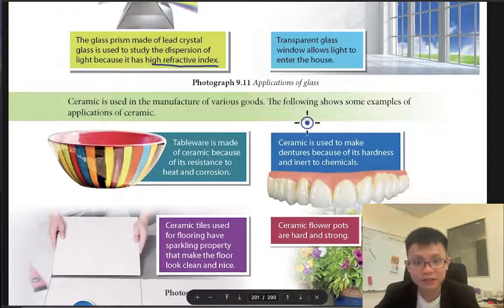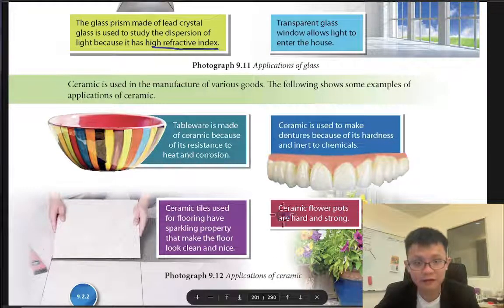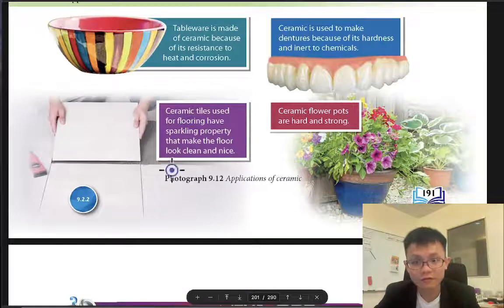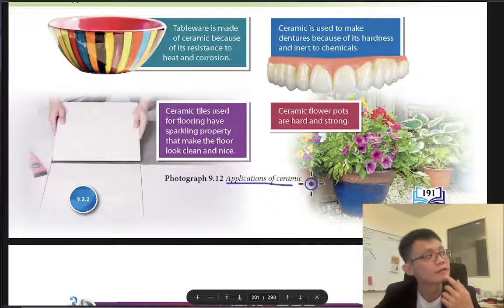Ceramic in the manufacturer show. So this is ceramic, also used to make dentures, which you put inside your teeth. Floor tiles.